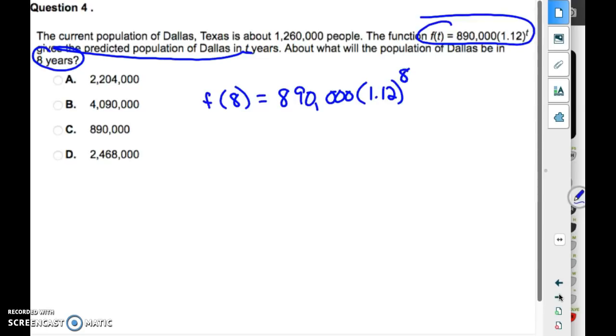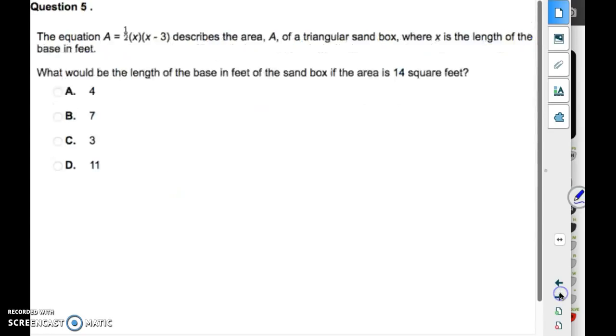So do that on your calculator. Make sure that works out for you. I'm not going to leave the answer here. This is one that you're going to have to answer on your own. But it's just a calculator problem.